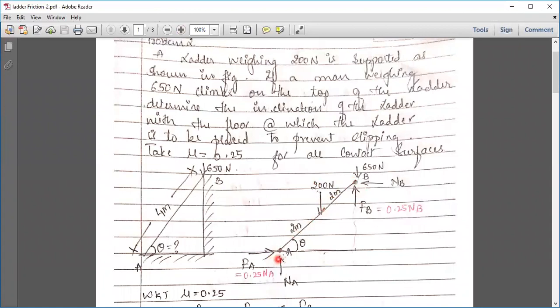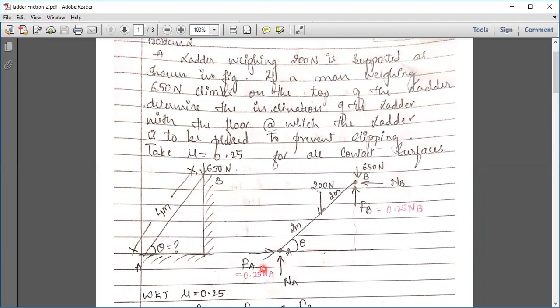This is your ladder. This is point A, point B. No height is given to us, nor the base, but the length of the ladder is given. That is, the length of the ladder is 4 meters. At A and B, we'll have normal reactions. I've called them NA and NB. And the 650 Newton person is standing at point B.